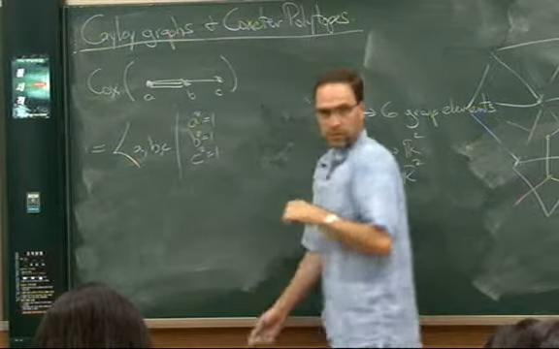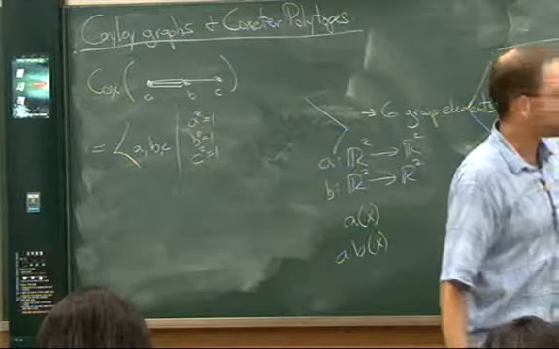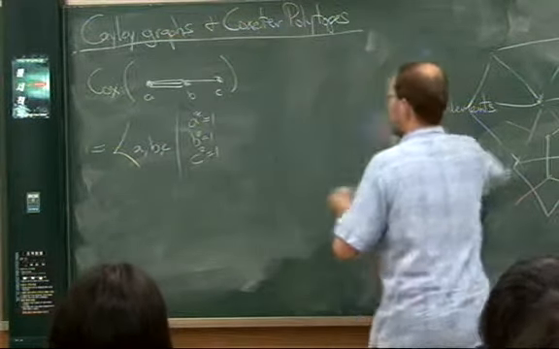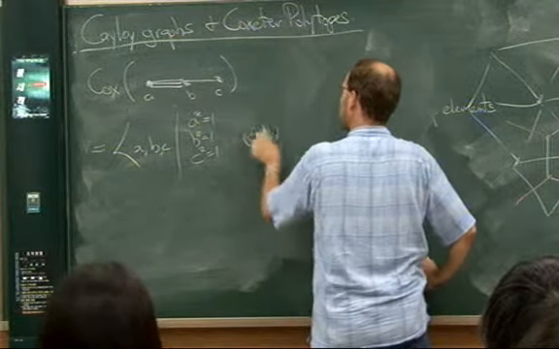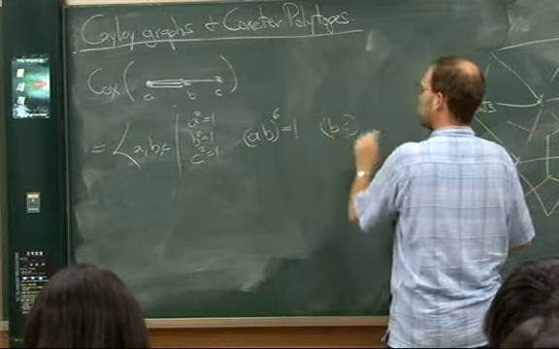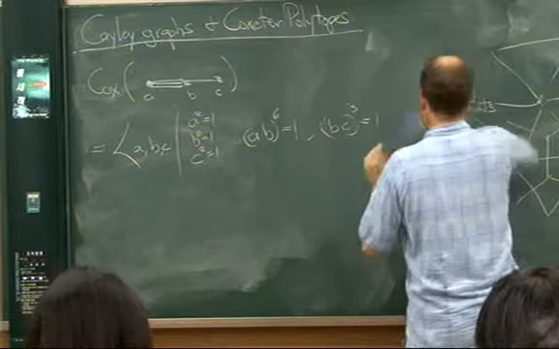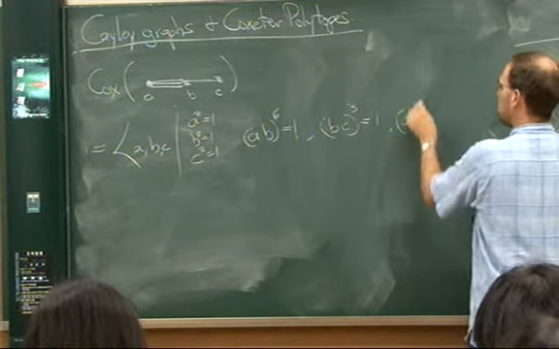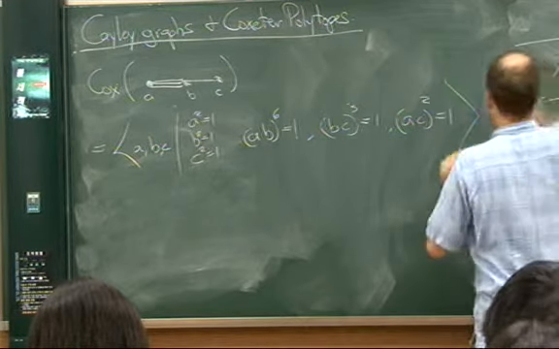We know C squared is 1. And now we have some other relations that we know. What else do we know? Yeah, AB to the 6th power is 1. BC cubed is 1. And AC squared is 1.